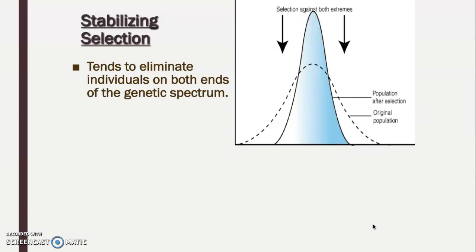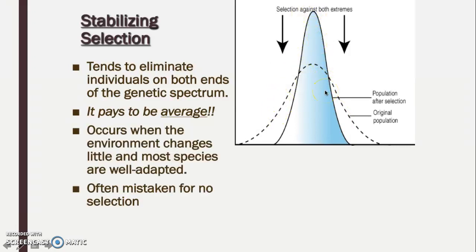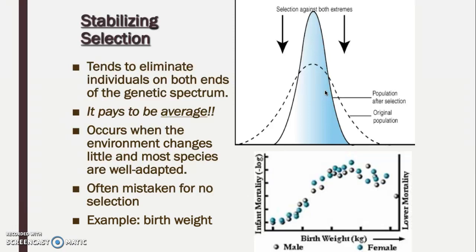Then we have stabilizing selection. In stabilizing selection, it pays to be average. The individuals right in the middle survive the best, so they have the best survival and reproduction. A good example of this would be birth weight. You can think about this for humans or for other organisms as well.